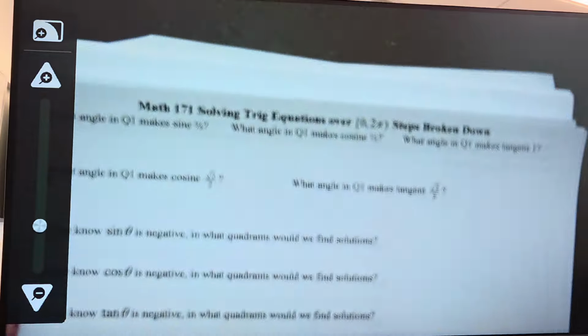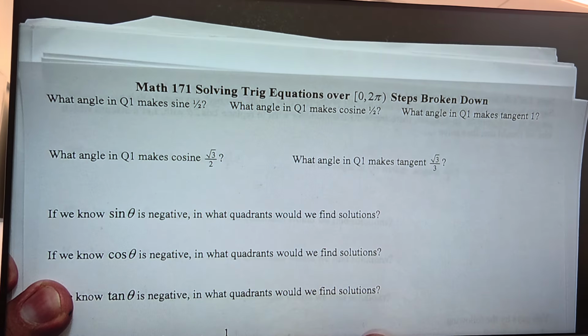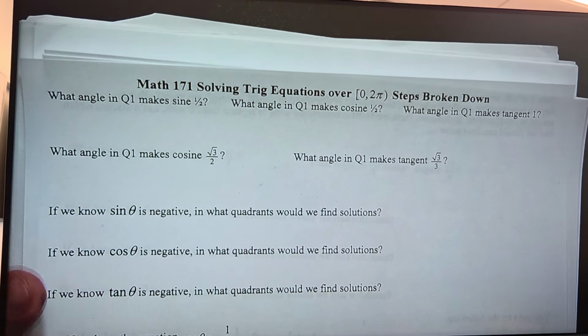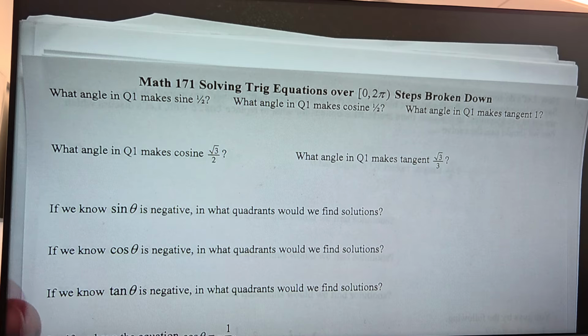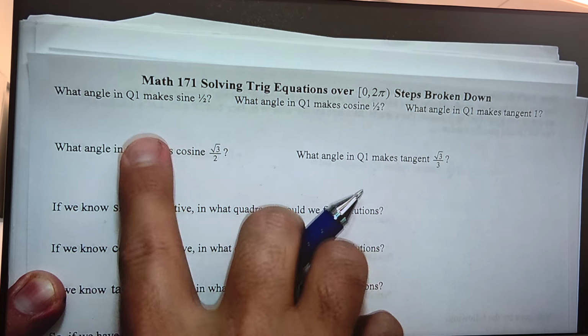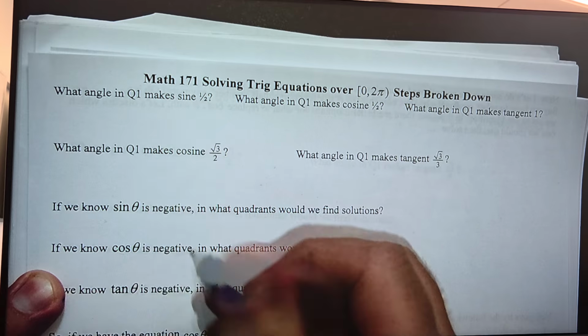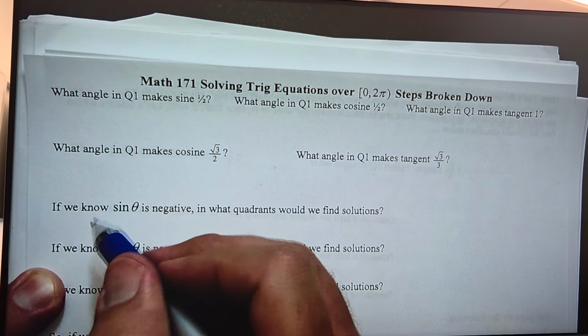I'm noticing a few edits I want to make to this, but the thing I'm trying to make sure you understand is there's two components to solving trig equations. There's what angle fundamentally makes the number show up. So I mean, these should have gone pretty quickly, yes?